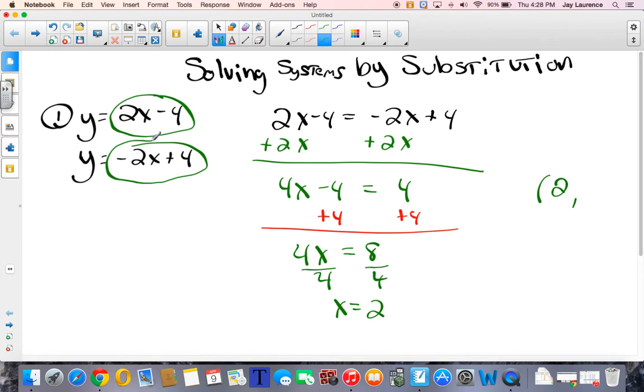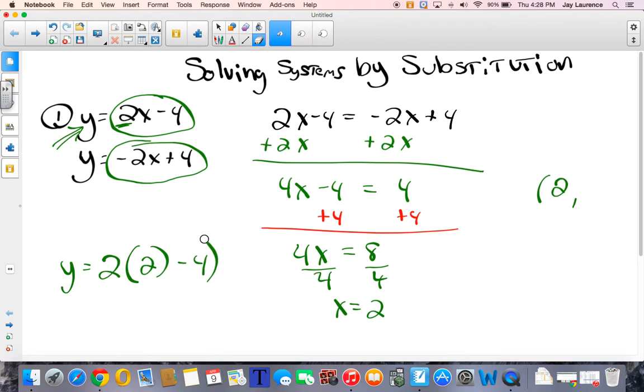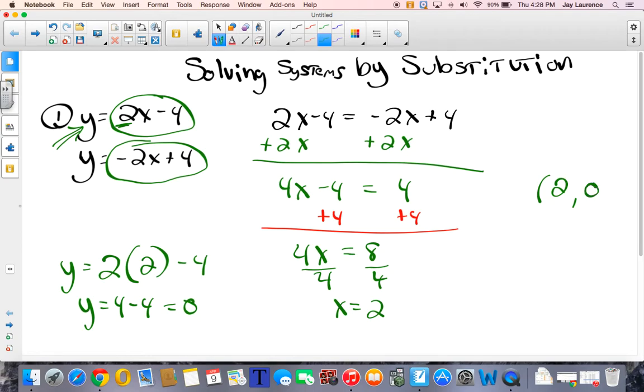All right? Now, to figure out the y coordinate, I'm going to take this 2 and substitute it into either equation, either the first one or the second one, your choice. I think I'll use the first one. I think it's a little bit friendlier. I'm going to go y equals 2 from there, and then the x is also 2, and then minus 4. Oops, I don't need that parenthesis there. Sorry about that. All right. So y is going to equal 4 minus 4, which is 0. So these must cross at the point 2, 0.